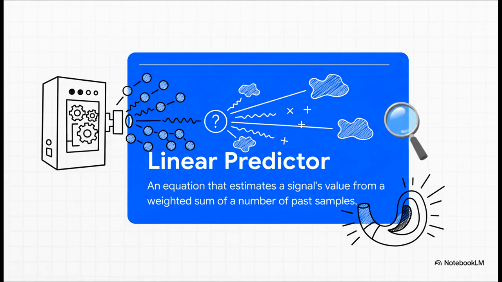And this right here is the machine that does the predicting. It takes a handful of past samples, say 10 or 12 of them, multiplies each one by a special weight, and then adds them all up to guess what the next sample is going to be. Those weights, they're called predictor coefficients, and finding the perfect set of these coefficients is the entire goal here, because those numbers are the mathematical recipe for our vocal tract filter. They are the shape of the tube, just written in math.